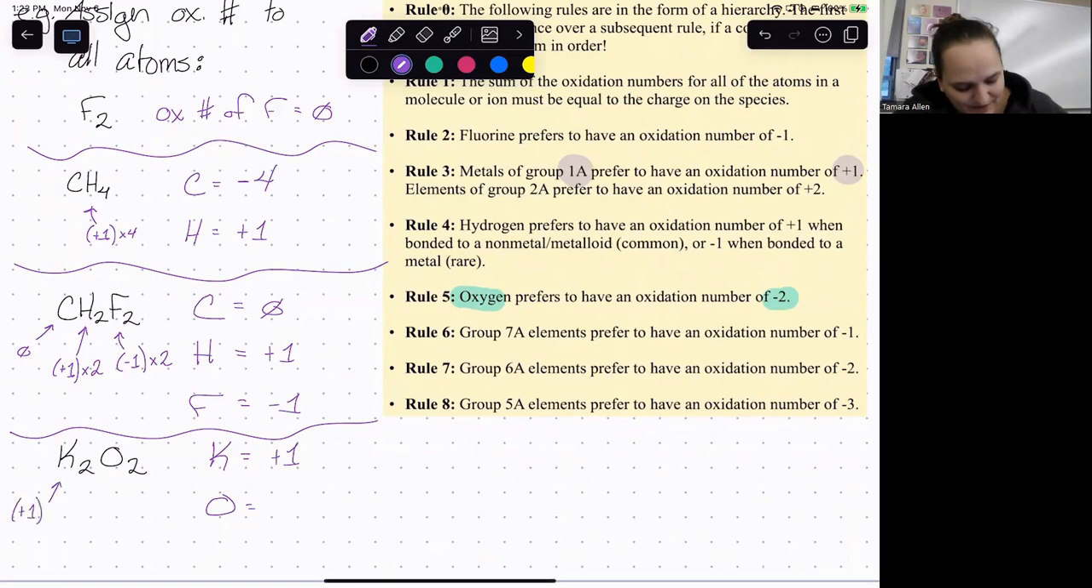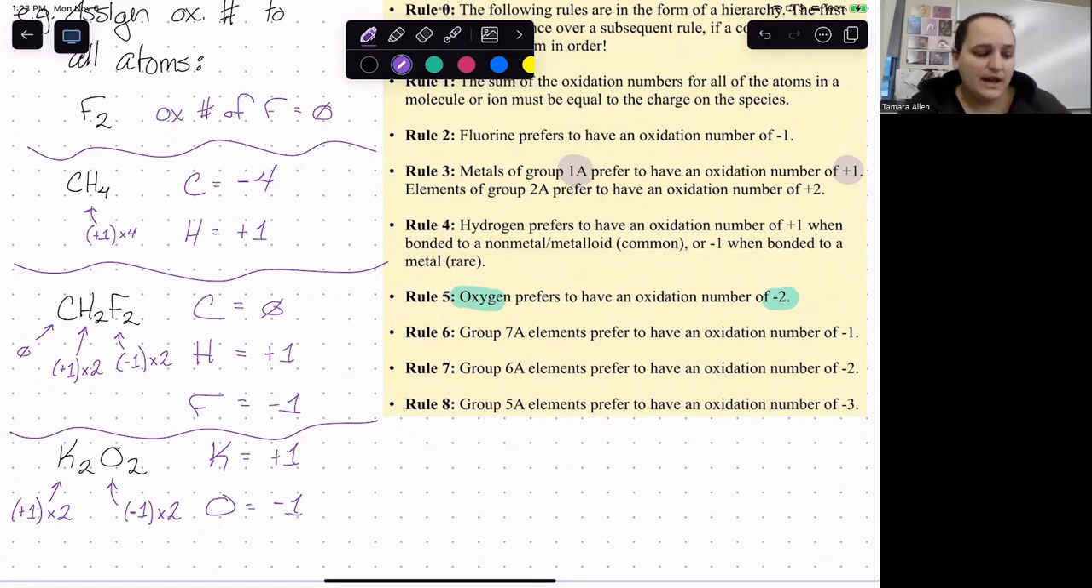So if we have 2 potassium ions, each with an oxidation number of +1, and we have 2 oxygen atoms, they must each have an oxidation number of -1, which is not oxygen's preference, but that's okay, and that's what it has to be in this compound in order for it to work, in order for the sum of our oxidation numbers to equal the charge.